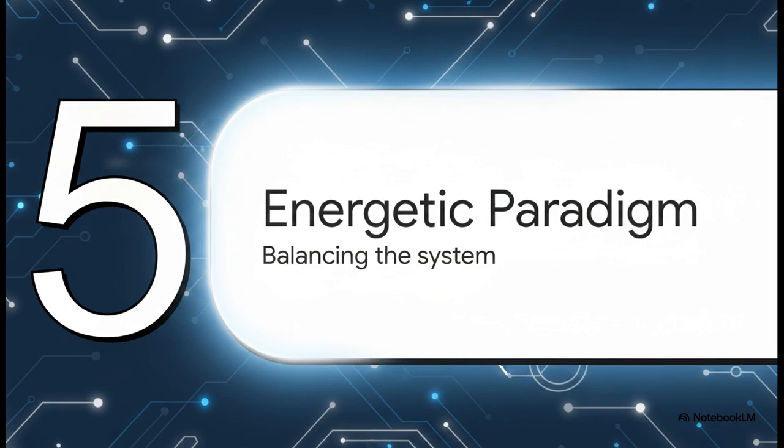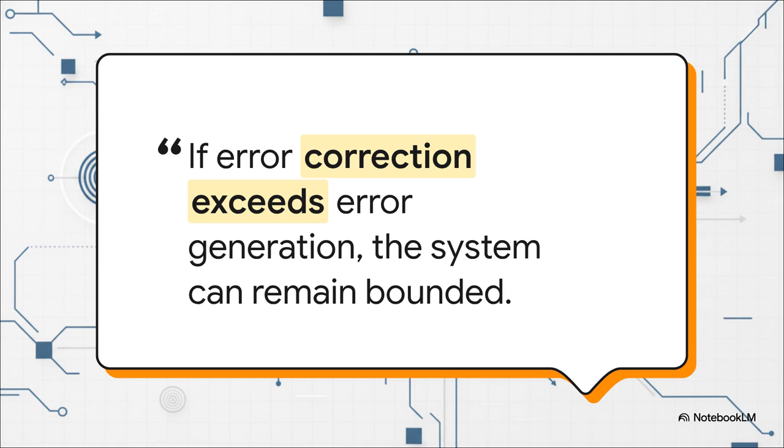Section 5, the energetic paradigm, balancing generation and correction. This brings us to a pretty fascinating concept. Recursive stability exists only when corrective capacity removes damaging variation faster than the system reproduces it. It's a balancing act, pure and simple. No complex system is perfectly error-free, right? That's impossible. The real issue is whether that error is allowed to reproduce. If your mechanisms scrub away damaging variation faster than it multiplies, your system remains stable. But if error generation outpaces correction, you drift.